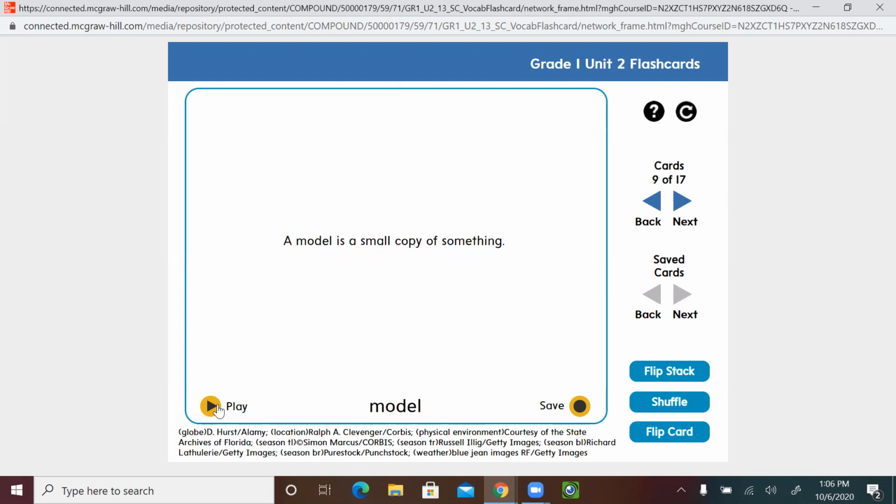A model is a small copy of something. A peninsula is land with water on all sides except one. Physical environment is the land and bodies of water around us. Physical maps show land and bodies of water. Political maps show borders or lines between areas.